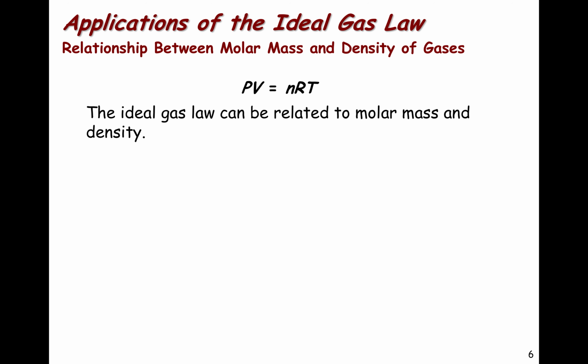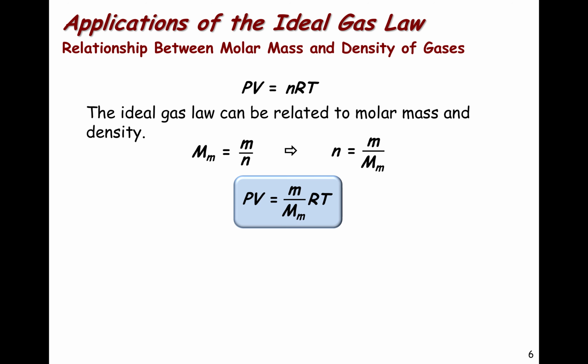We can derive another equation from the ideal gas law by combining it with the equations for the molar mass and density of a gas. And so it turns out that the molar mass of any compound is equal to the mass divided by the number of moles, as we see here. If we rearrange this equation for n, and then substitute that into the ideal gas law, we can come up with a new equation that states the pressure times the volume is equal to the mass divided by the molar mass times the gas constant times the temperature.